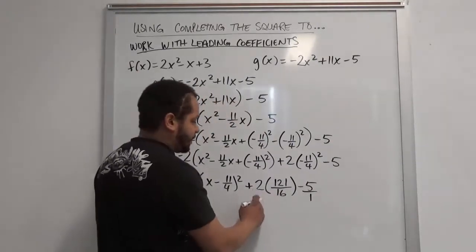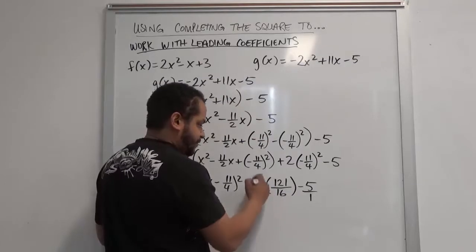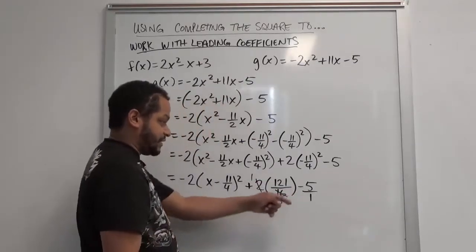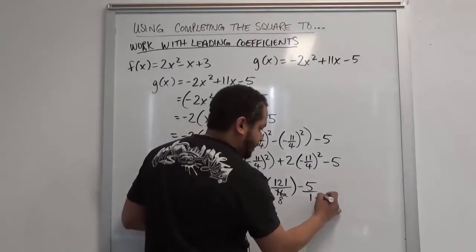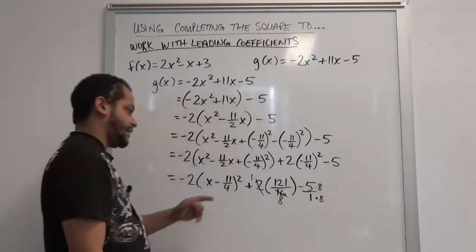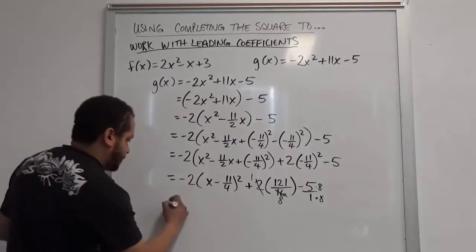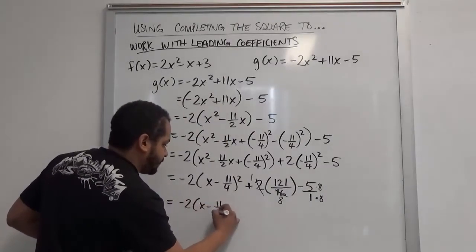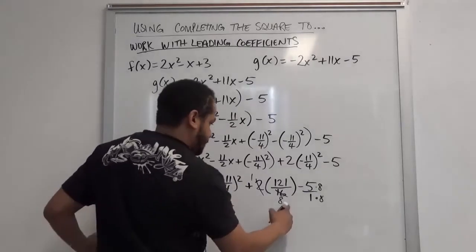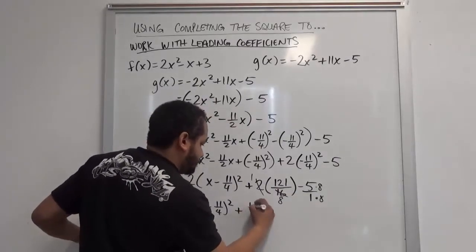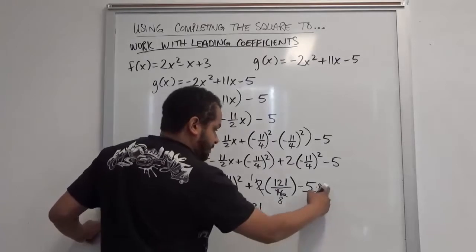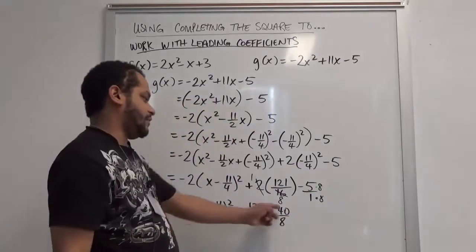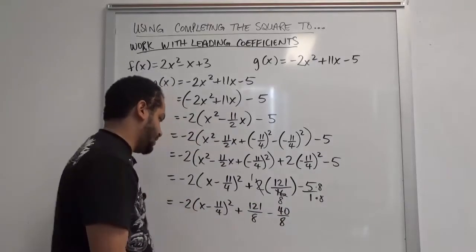Let's simplify what we can. This 2 and this 16, they reduce. This becomes a 1. This becomes an 8. So we know the LCD is going to involve an 8 here. So let's multiply by 8 on top and bottom ahead of time. And that should look nicely. It's working out pretty all right. So here we have negative 2, x minus 11 over 4 squared. This here gives us 121 over 8. This here is going to give us negative 40 over 8. And we're just subtracting the numerators here because they have the common denominator, and we're done.